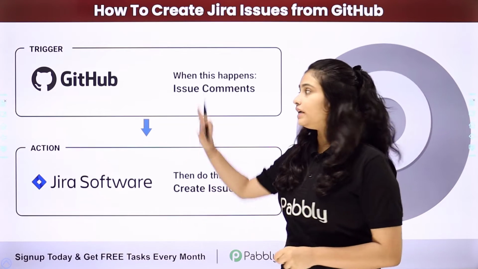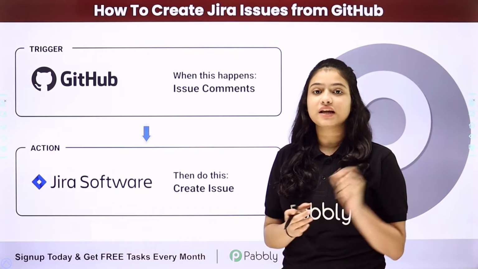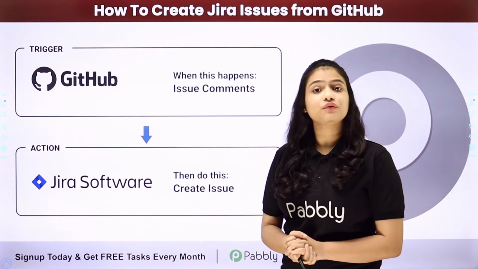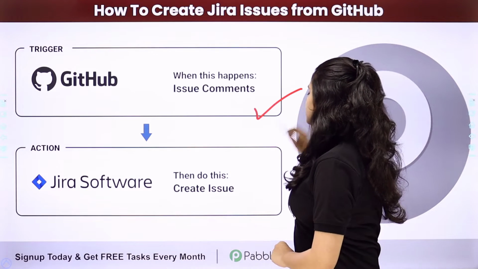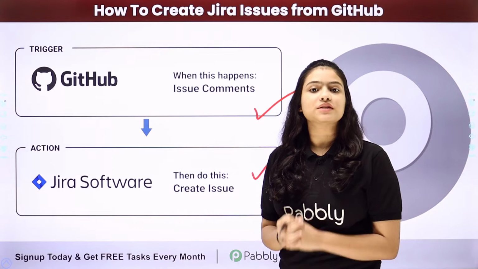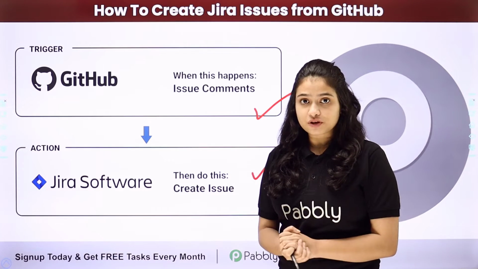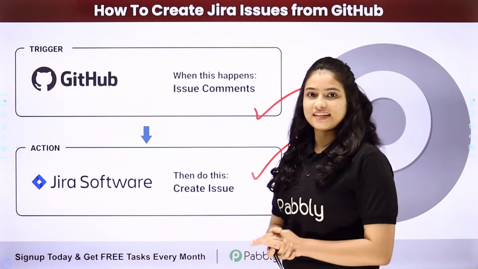For that we will have to integrate both these applications, and to do the same we are going to use an automation and integration software, Pabbly Connect. Now what we are going to do, we have GitHub in our trigger and Jira software in our action. So we will be connecting both of them by using Pabbly Connect in order to automate the entire process. And to learn this full process step by step, let me take you all to my screen.